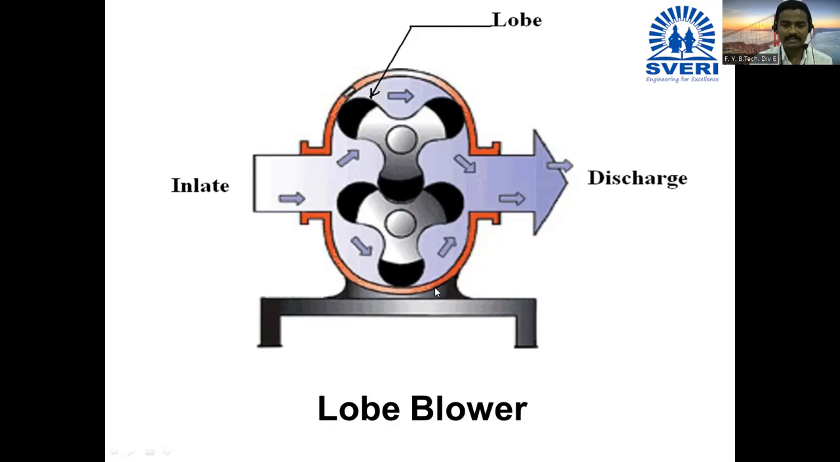The mechanism is that a gap is provided between the lobe and casing. When atmospheric air enters, it gets entrapped between the lobe and the casing, and due to the continuous rotation of the lobes, the pressure of that air increases. That pressurized air is delivered out by the lobes and stored in the receiver, which is nothing but a tank. This way the root blower or lobe blower compressor works.